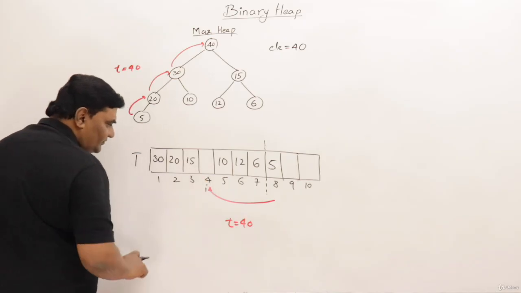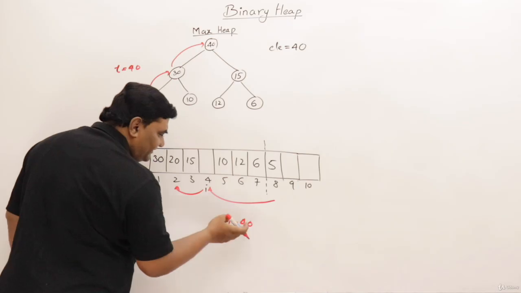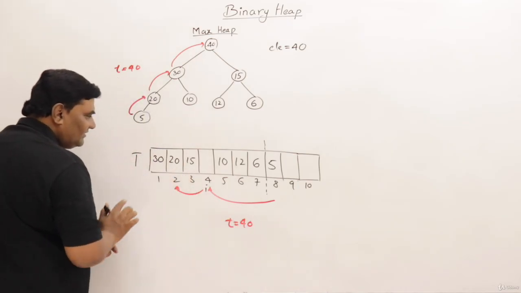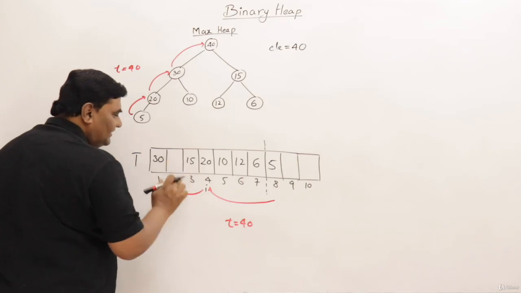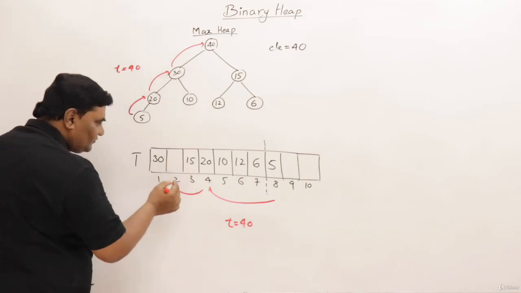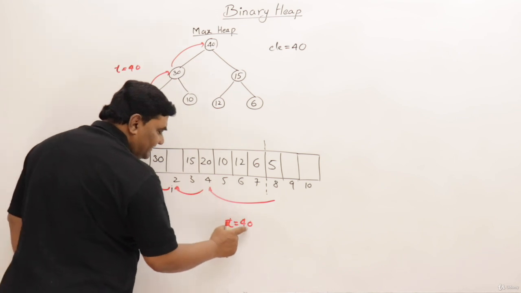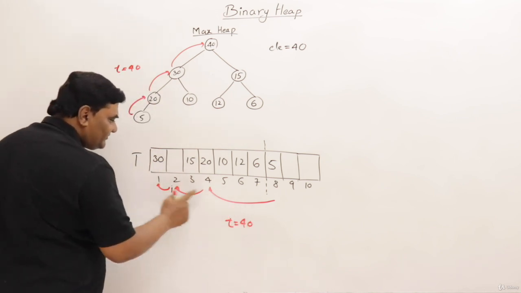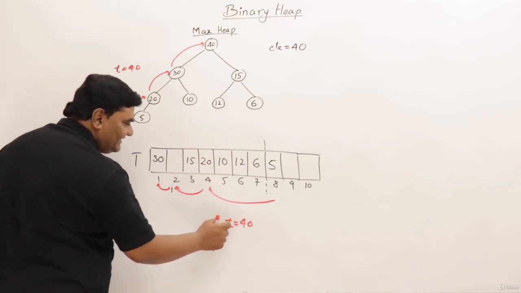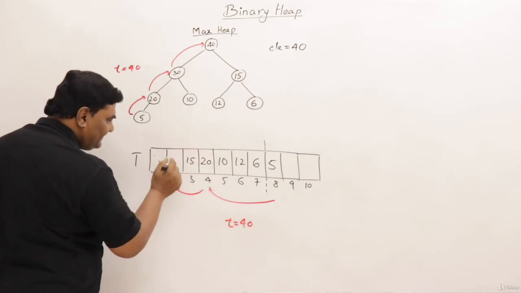So 4 by 2 is 2. This is compared with this element. So 20 is smaller than 40, or 40 is greater than 20. Copy this 20 here. So this place is vacant now. Bring i here. Again 2 by 2, 1. Parent is this one. Compare this element with 40. So 30 is smaller than 40. So we have moved the element as long as this element was greater.